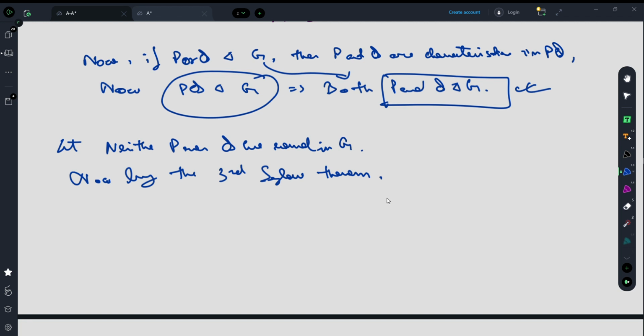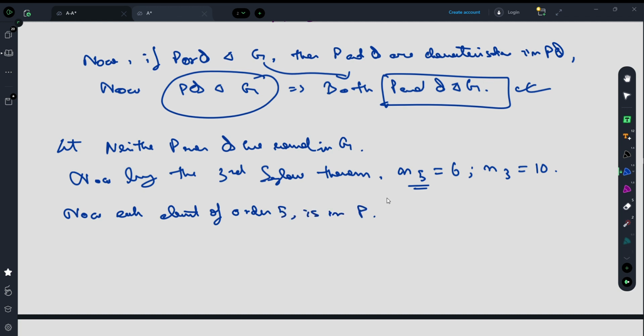Now, by the third Sylow theorem, what is the probable number of Sylow 5 subgroups? Observe that it's 6, and the number of Sylow 3 subgroups is 10, because we need to make up a total number of elements of 30. You need to keep that in mind. The number of elements in each Sylow 5 subgroup is 5. Right? Okay.